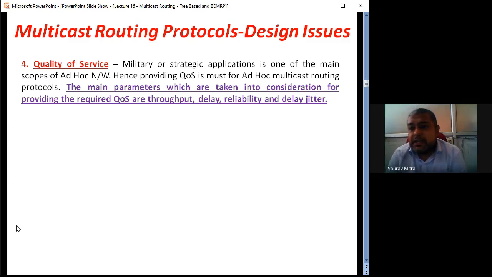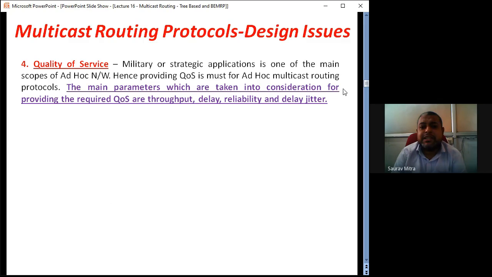Fourth point, quality of service. So I told you quality of service requires three things. First is data should reach in time, data should be unaltered, and number of data packets should be same as transmitted. So military or strategic application is one of the main scopes of ad hoc network. Here providing quality of service is a must. Okay, so there should not be any data packet loss or as less possible as data packet loss in case of any military network or something.